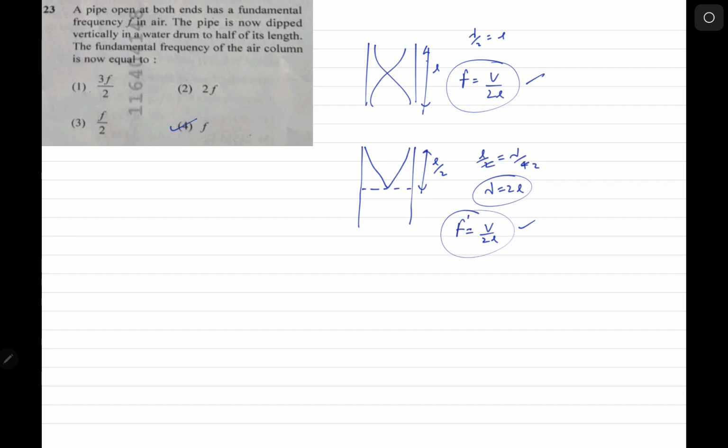Hope you understood. Move to the next question. Question number 24 is based on oscillation, SHM. Two springs K1, K2 oscillate vertically, and their maximum speeds are the same. Maximum speed is omega A. So omega P AP is equal to omega Q AQ.